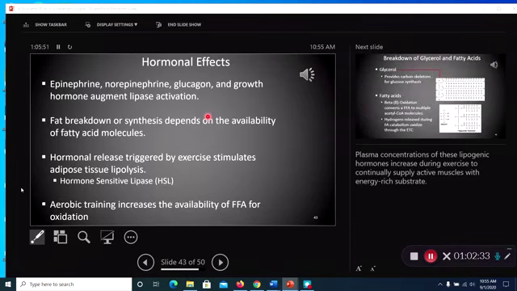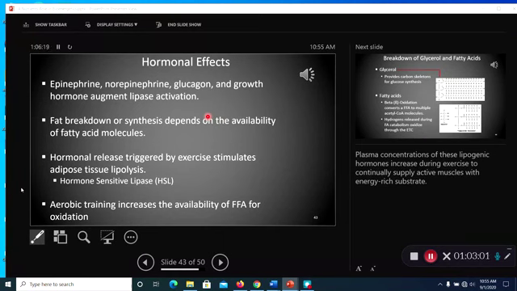Hormonal effects. So we know epi, norepi, glucagon, and growth hormone upregulate or augment lipase activity. It makes more fatty acid available for metabolism. Fat breakdown or synthesis depends on the availability of fatty acid molecules. So hopefully it makes sense that if you have more fatty acids available, the body is more likely to use it as a fuel source. So hopefully that makes sense.